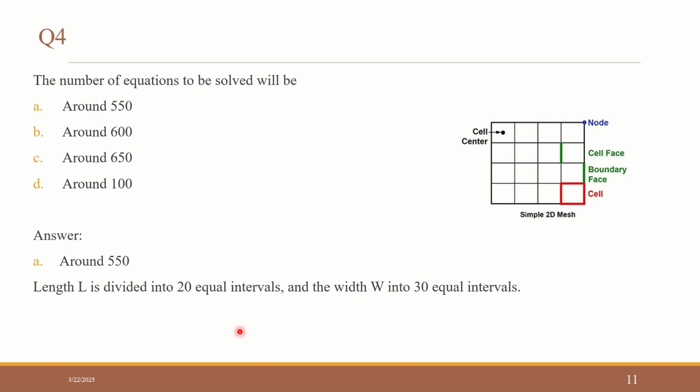It gives us 551. So therefore we are giving the answer as around 550. So the number of equations to be solved is 20 minus 1, number of intervals minus 1, into the width, number of intervals minus 1 in the width direction. So it is 20. Okay, it is reverse. 19 into 29, whatever.